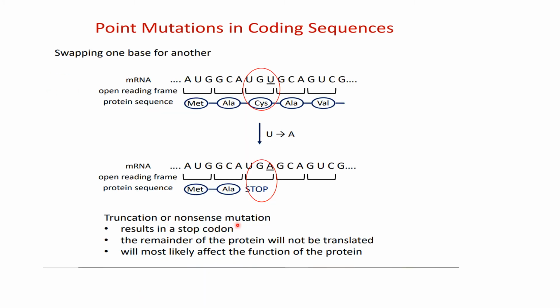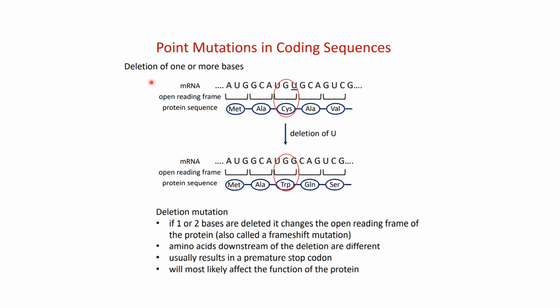Truncation or nonsense mutation. It means the codon for one amino acid is changing into a termination codon. See in the sequence UGU, U is replaced with A, adenine. UGU codes for cysteine. Now it is changing into UGA, so it results in a stop codon. So it affects the function of the protein and the protein will not be translated. So it is called truncation or nonsense mutation.